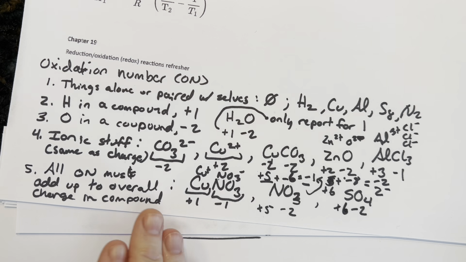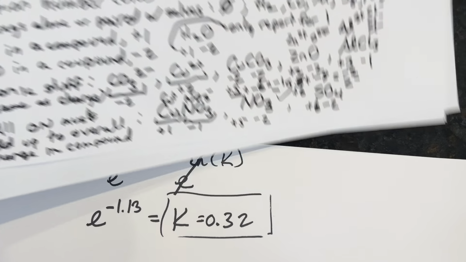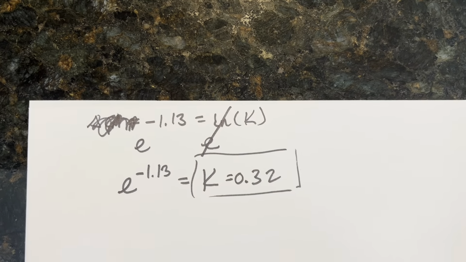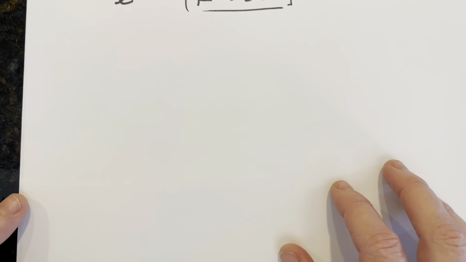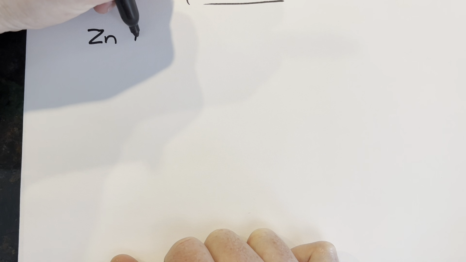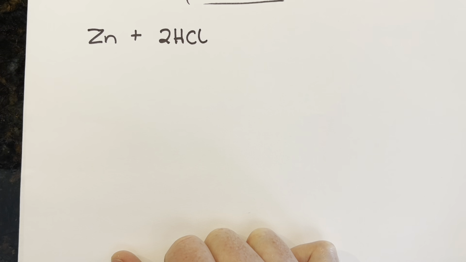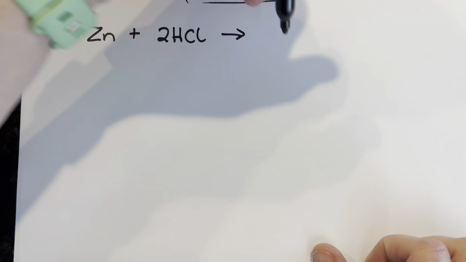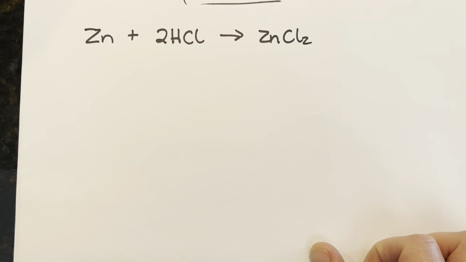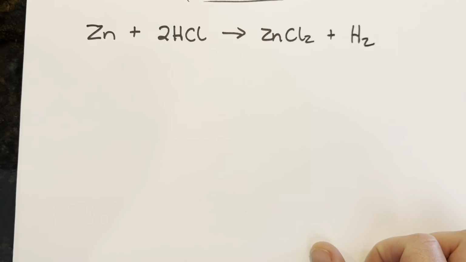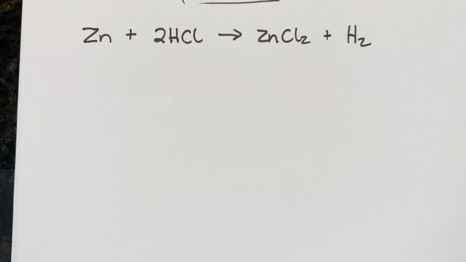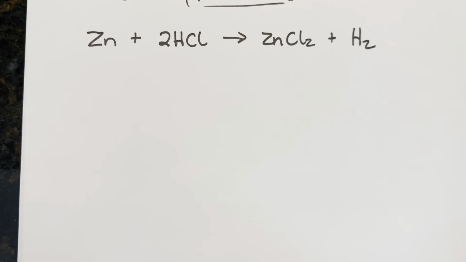All right, so understanding how to assign oxidation numbers becomes pretty important. So let's do some example problems for how that works. All right, so let's say I have a reaction that is this. Zinc plus 2HCl reacts to form ZnCl2 plus H2 gas. Okay, and I want you to assign oxidation numbers to each of these species.